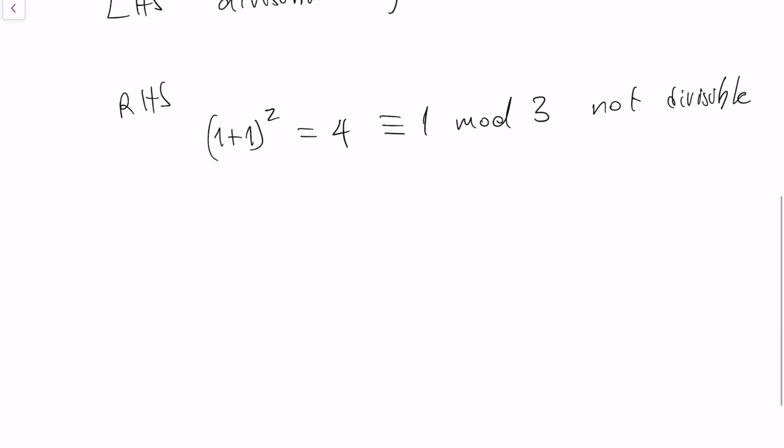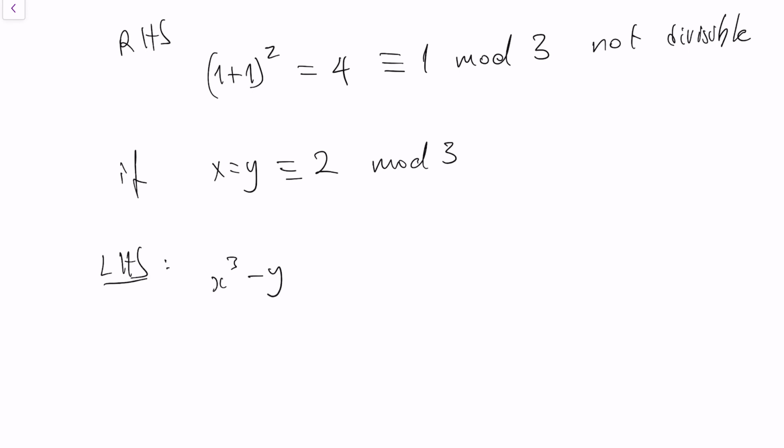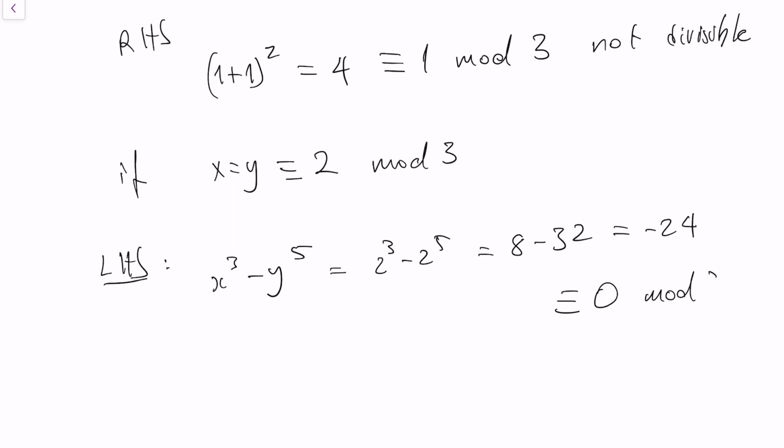Now the other scenario is that x is equal to y, and that's equal to 2 in mod 3. Similarly, on the left-hand side, we would have x cubed minus y to the 5 equal to 2 cubed minus 2 to the 5, which is equal to 8 minus 32. That's equal to minus 24, and minus 24 is 0 in mod 3.